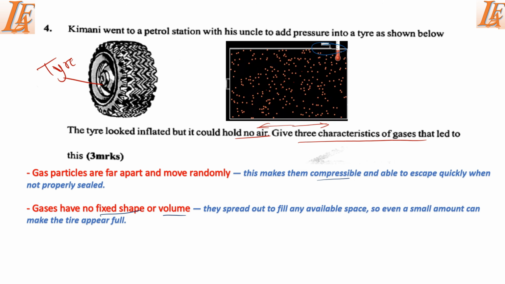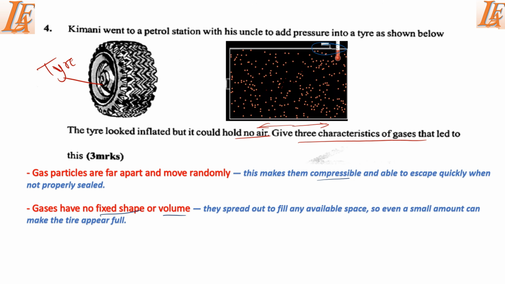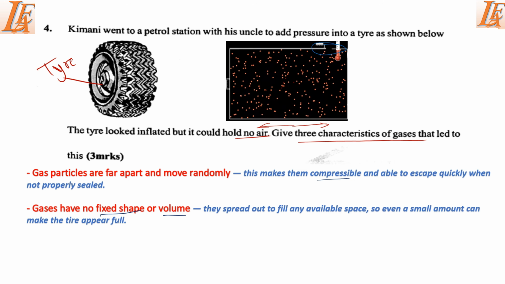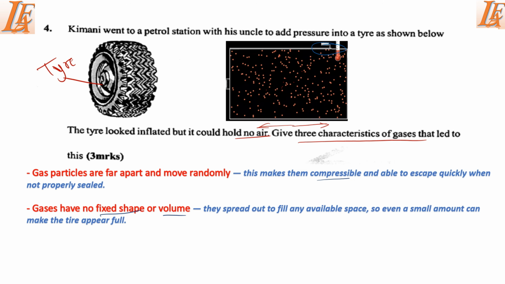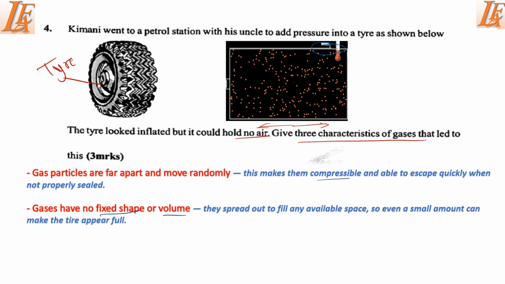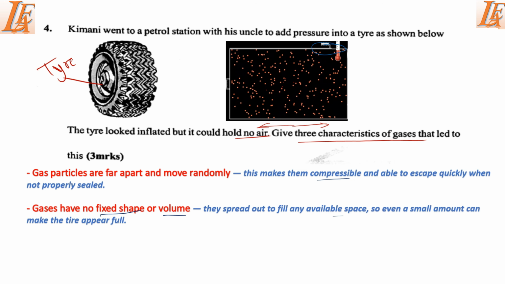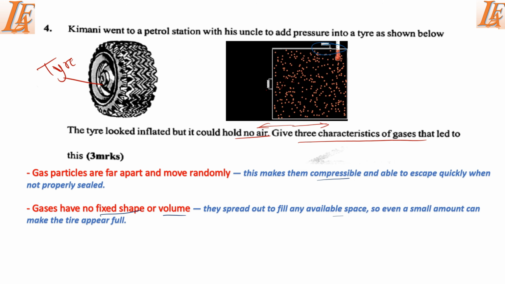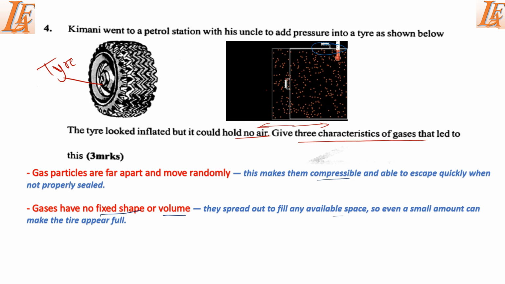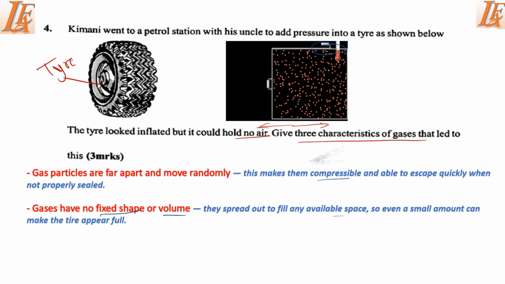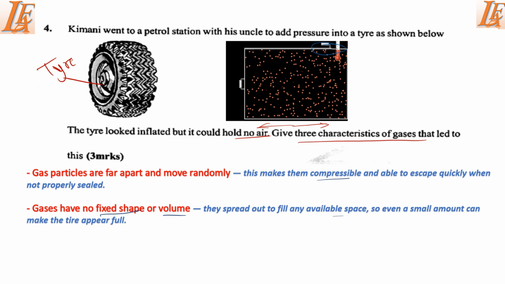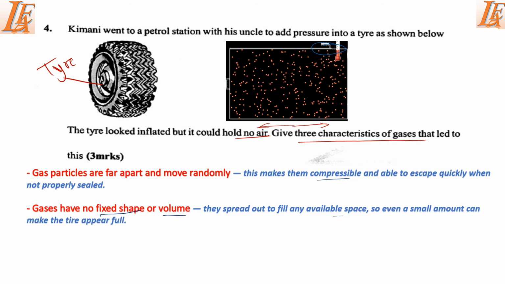Then the second property is that gases have no fixed shape or volume. You can see these gas particles don't have a fixed shape. You cannot tell the shape they are making. Again, you cannot tell their volume because they occupy any space that you create. So they spread out to fill any available space. Even a small amount makes the tire appear full. The reason why this tire appeared full is because the gas particles, even if they were small in amount, could still occupy all the space available in the tire, making it appear to be full.